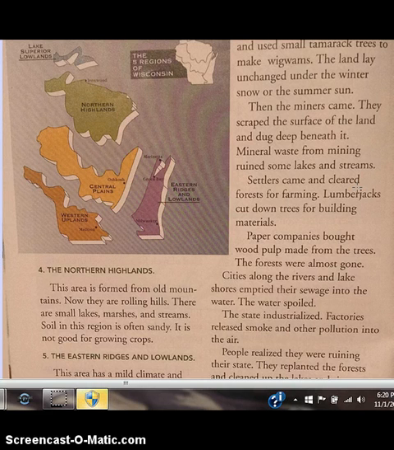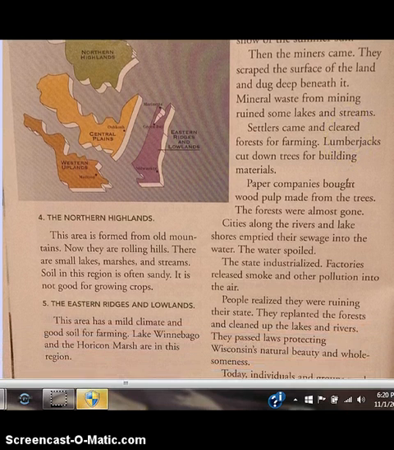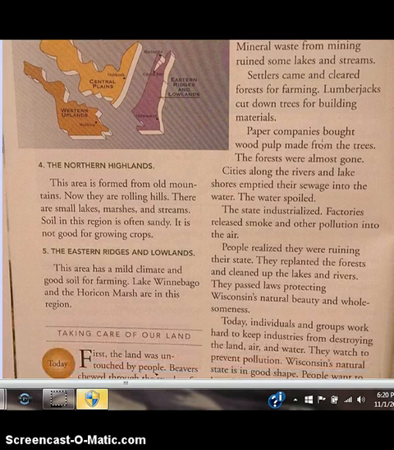Then the miners came. They scraped the surface of the land and dug deep beneath it. Mineral waste from mining ruined some lakes and streams. Settlers came and cleared forests for farming. Lumberjacks cut down trees for building materials.